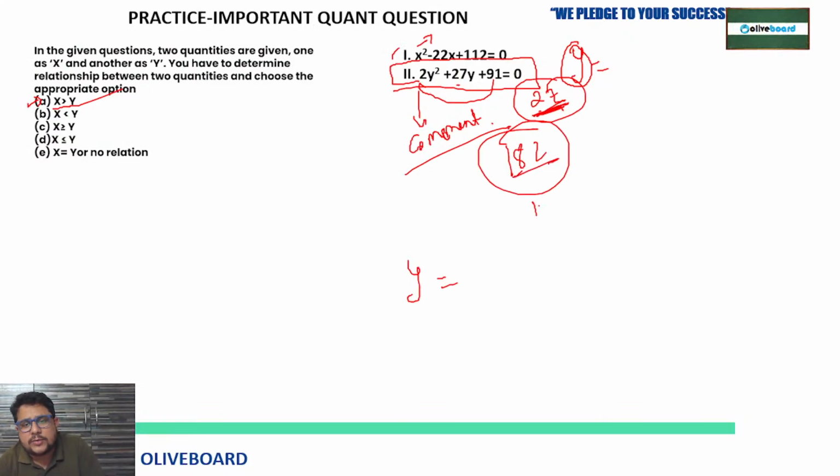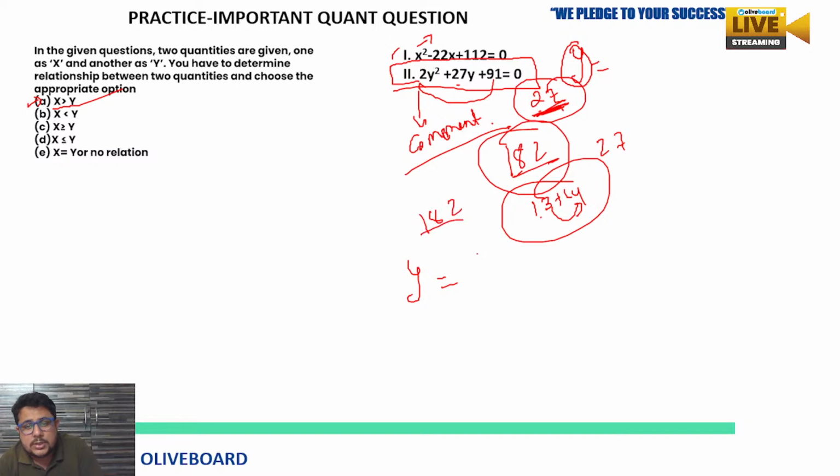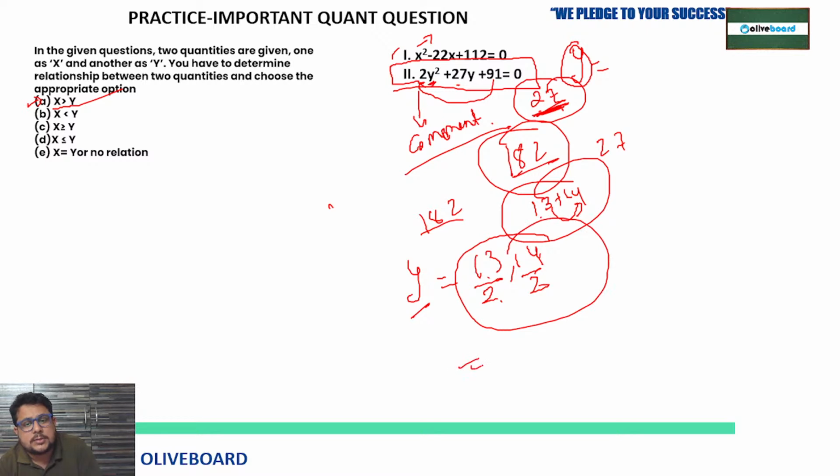For 182 you can say 13 plus 14. So 13 plus 14 is 27, and 13 into 14 is going to be 182. So 13 and 14 would be your roots? No. Just take the coefficient of y square also, that is 2. You need to divide these factors by it: 13 by 2, 14 by 2. This is your answer, 6.5 and 7. But both are negative. Remember this. So here the answer we have already discussed.